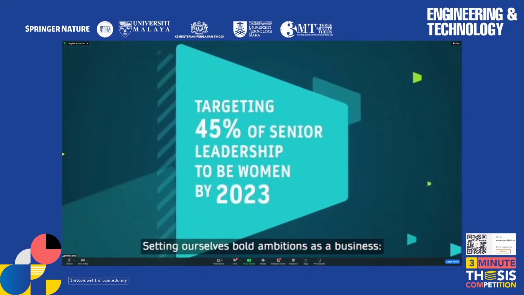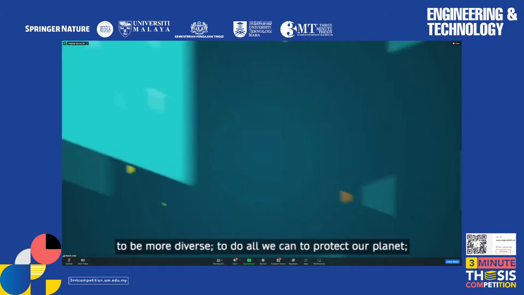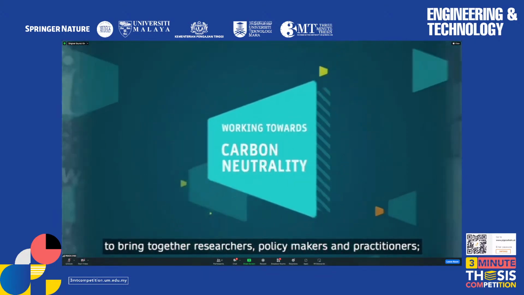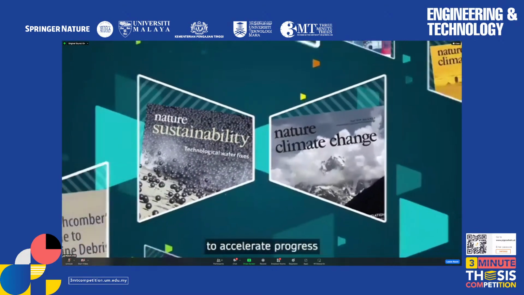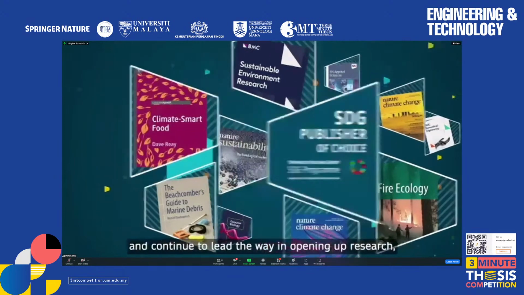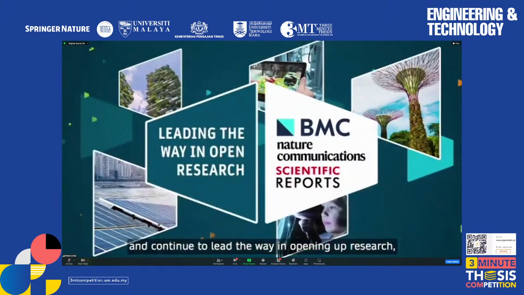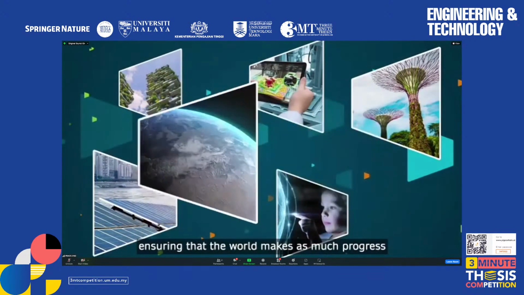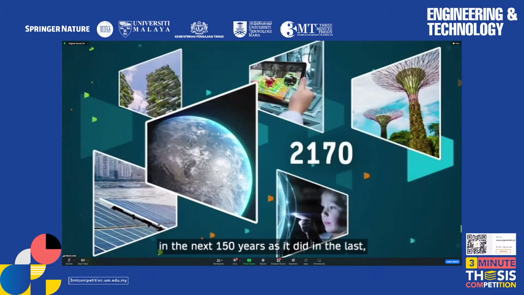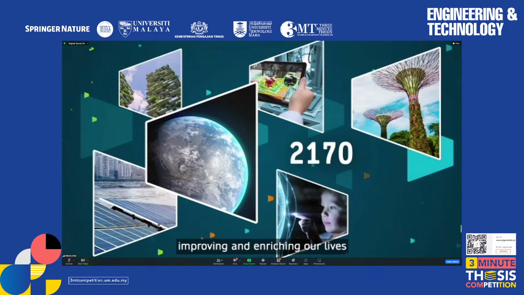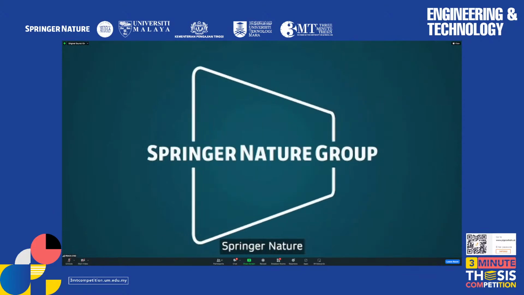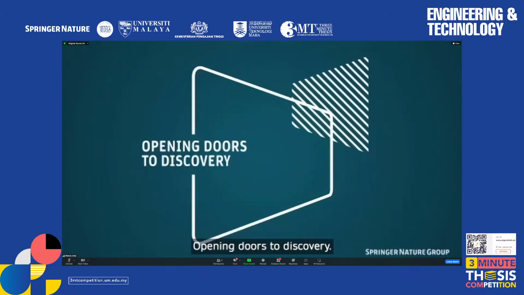Setting ourselves bold ambitions as a business to be more diverse, to do all we can to protect our planet, to bring together researchers, policymakers, and practitioners to accelerate progress towards the UN's Sustainable Development Goals, and continue to lead the way in opening up research, ensuring that the world makes as much progress in the next 150 years as it did in the last, improving and enriching our lives, and helping to protect our planet for future generations. Springer Nature, opening doors to discovery.